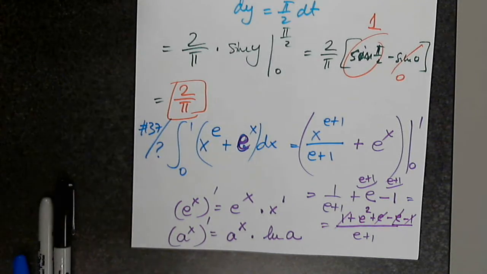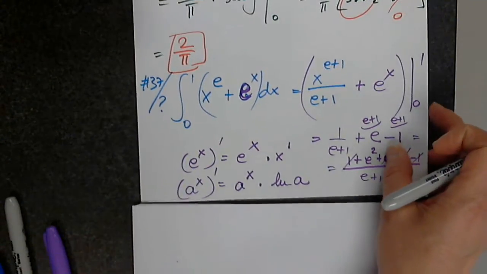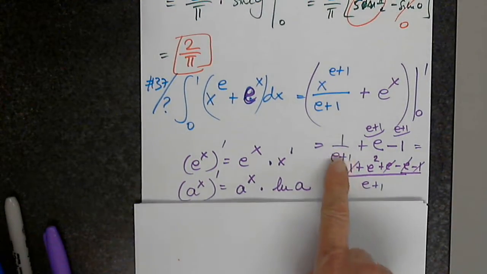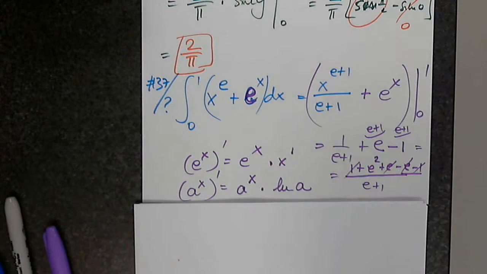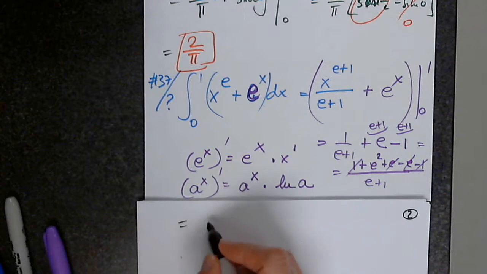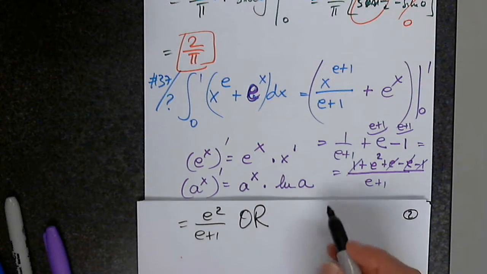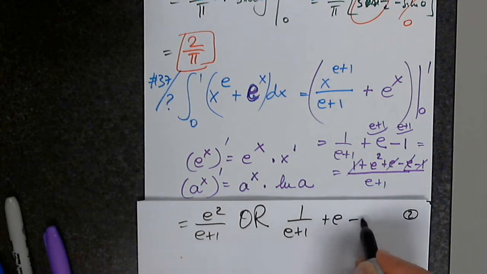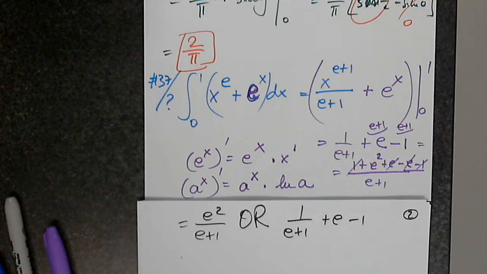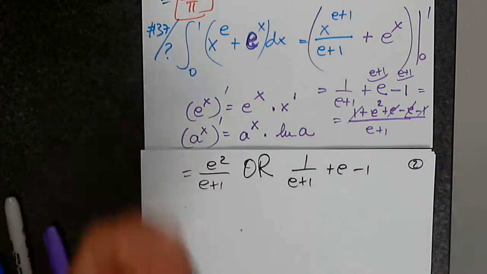Okay, I don't know what they got. We got 1 over e plus 1 plus e minus 1. That's it. But I was saying, in case in the book the answer is combined into just one fraction, then I found the least common denominator. And the final simplified form will be e squared over e plus 1. So it's either this or 1 over e plus 1 plus e minus 1. It's up to you. They are numbers, so this or this is the same thing.